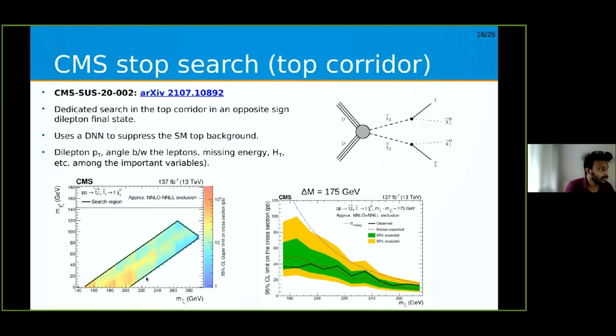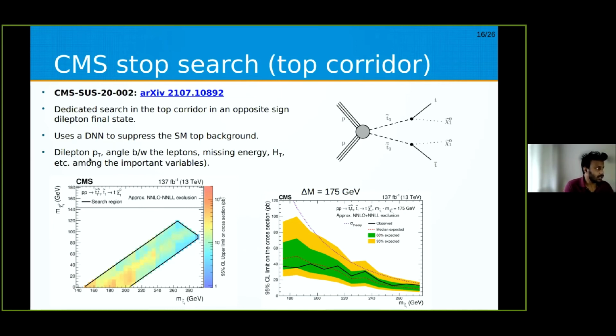Coming to the top corridor, so this is the corridor region where the mass gap between the stop and the neutralino is close to the top mass. This search is carried out in a dilepton final state, and it again uses a deep neural network to separate the standard model top background, because this will have a huge contribution from the standard model top, and hence it's really difficult to probe this region, and you have to use a neural network to gain the maximum out of your data.